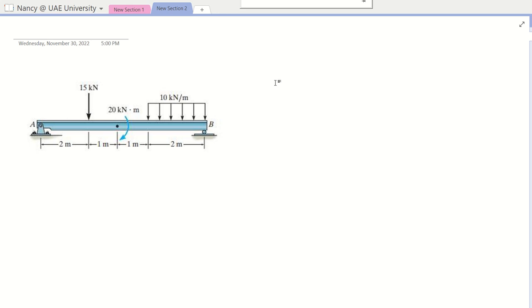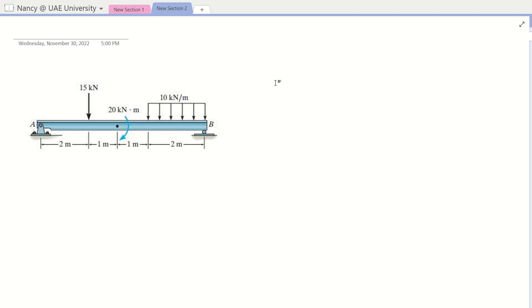So this is the second problem that we will solve, and this problem is one of the versions in quiz number 7. So it's an important problem, so I wanted to re-explain it to you. So to know how to draw the shear and bending moment diagram in an easy and quick way, without using the section method.